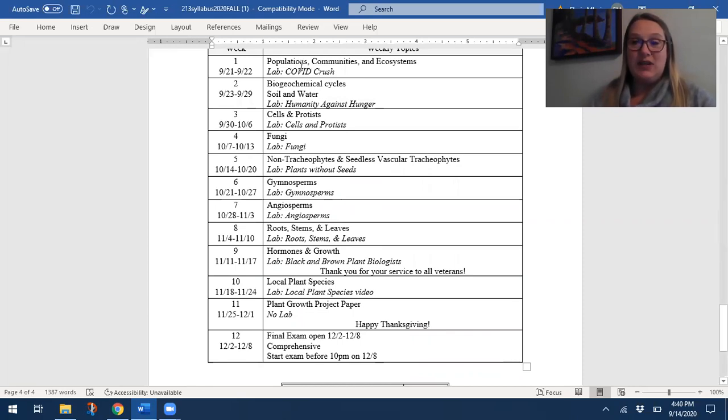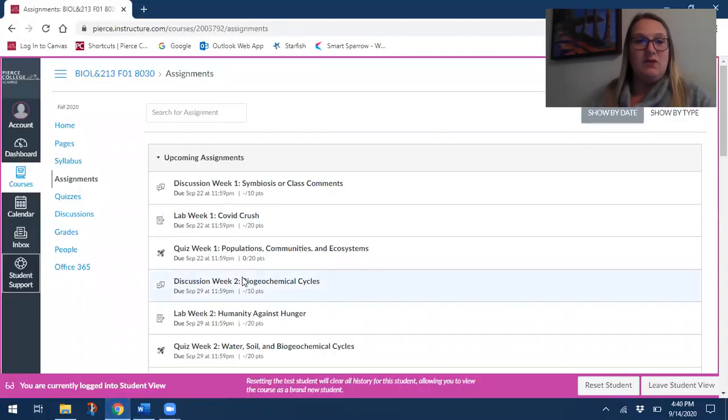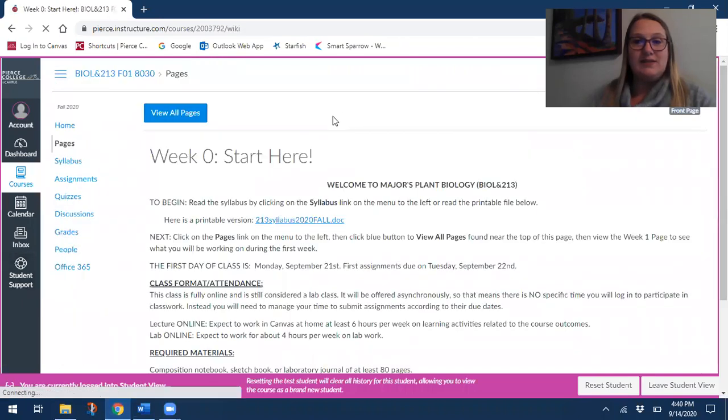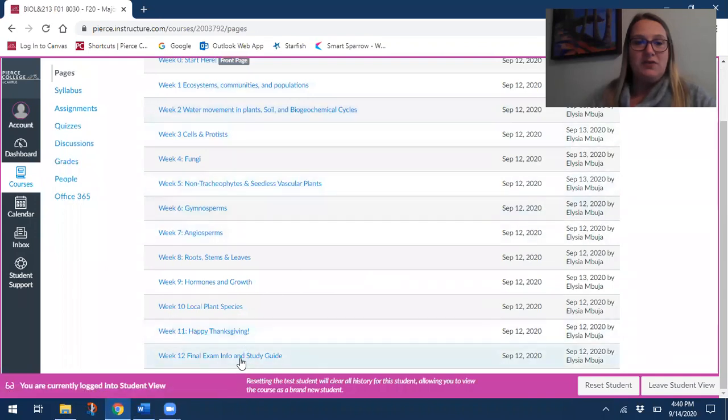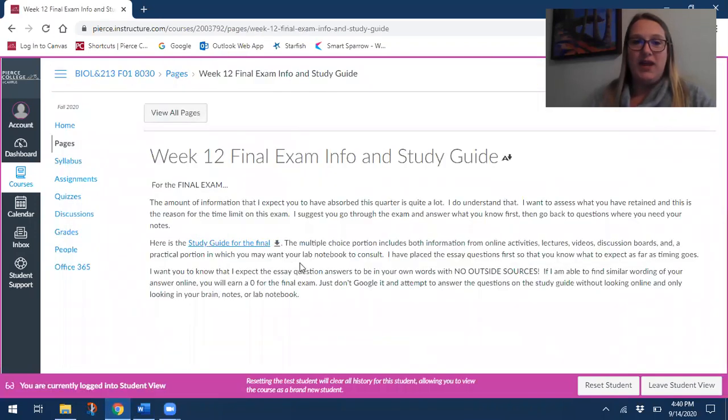You want to make sure you're taking notes. You want to make sure that you're keeping good track of what you're learning. There is a study guide for your final exam. It's already posted in Canvas. So if you were to go to the last page, so we're viewing all pages here, and you go to the very last week 12 page, there's a study guide for your final exam. I suggest that you print this off or have this available to you so that you can fill it out as you're going along throughout the quarter.